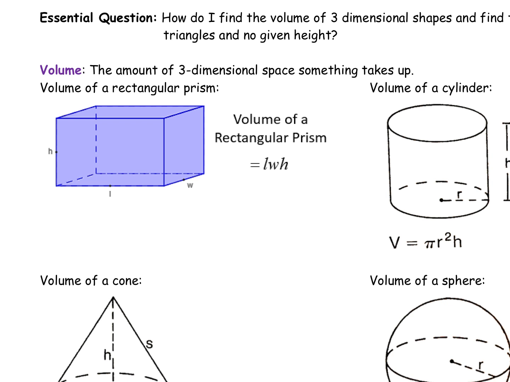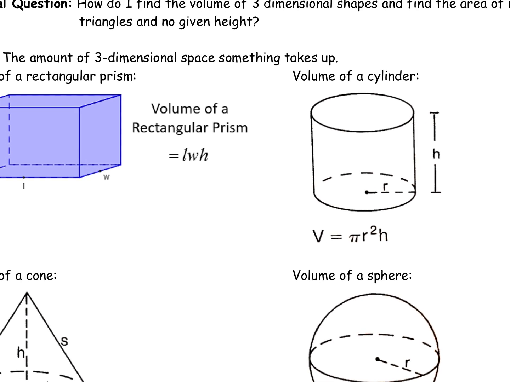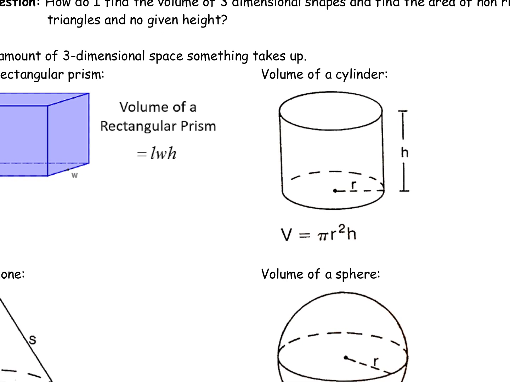So volume of a rectangular prism is length times width times height. A cube, I mean, not a square. So length times width times height. Wow, it's going to be a long day today. Cylinder volume is pi r squared h.